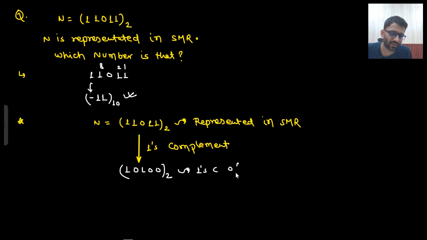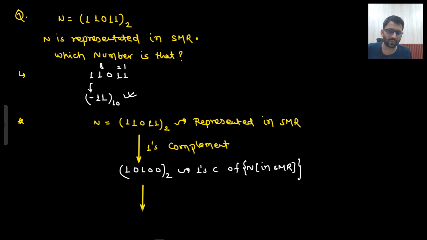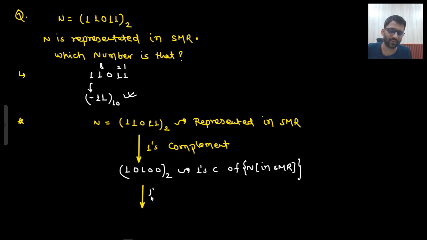One's complement of n, and n is there in sign magnitude representation. So it is one's complement of n which is there in sign magnitude representation. Now what if I again take the one's complement? If I again take the one's complement, this one will be as it is.